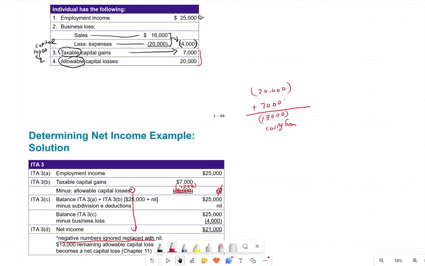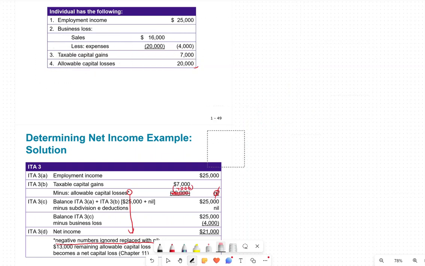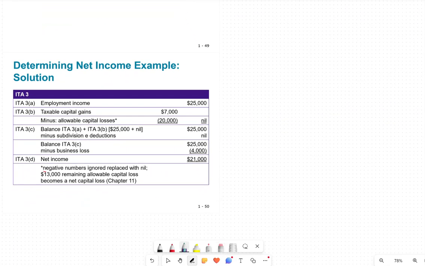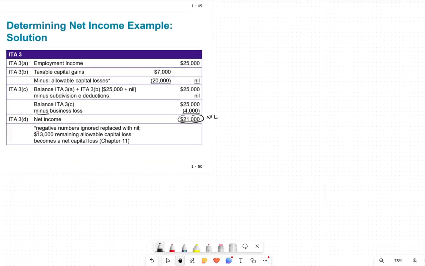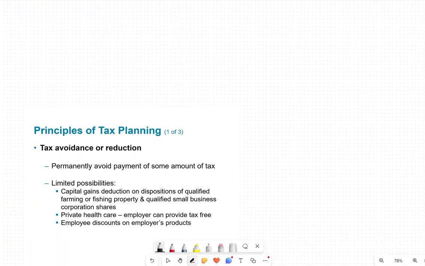Now they told us in the question that we have a sale and then we have a business loss. When you have a business loss, it is subtracted from the income. In other words, this number cannot be nil. It's never nil. You cannot have a nil number in your net income. You're allowed to do the deductions.